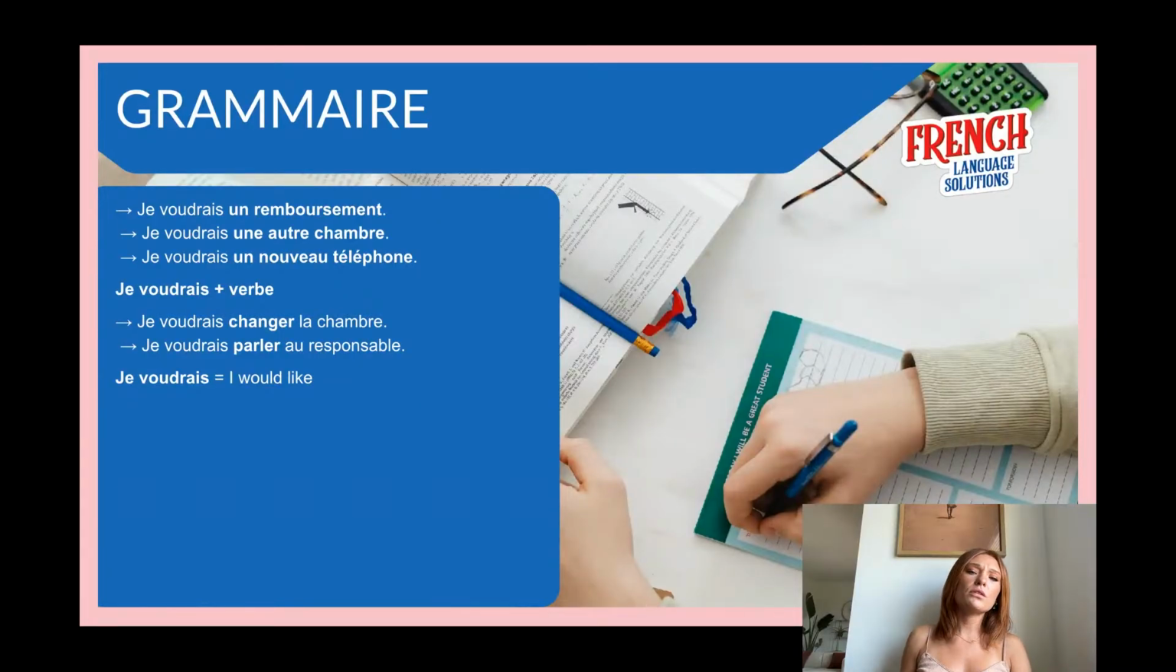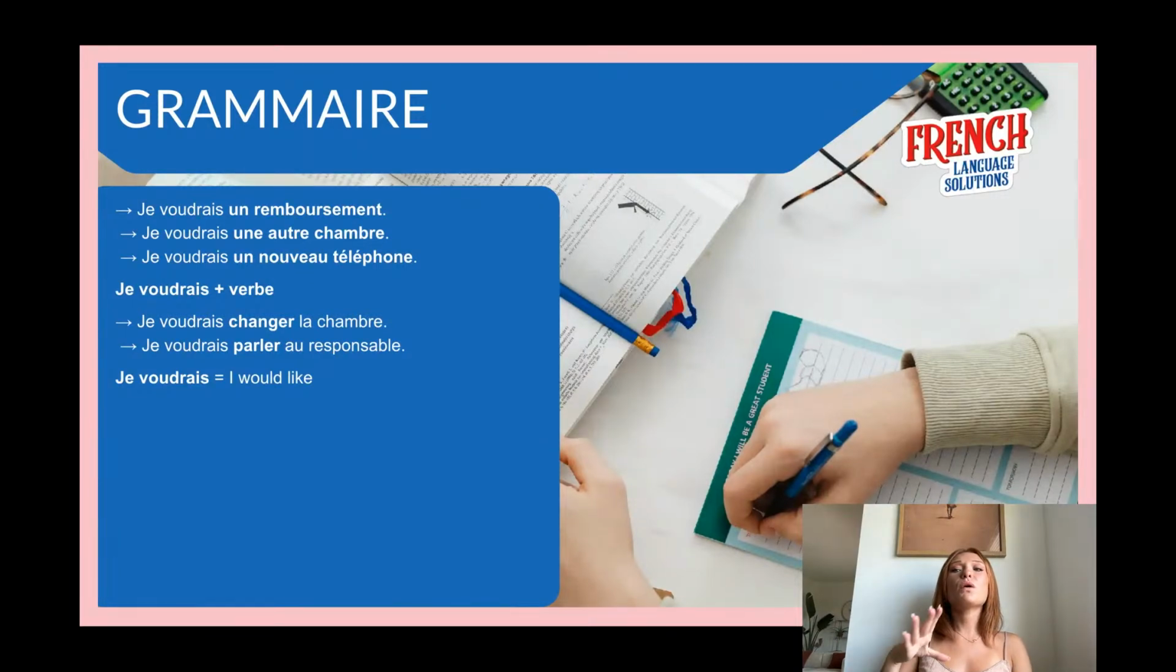I'd like a new phone. Je voudrais un nouveau téléphone. Always, je voudrais, I would like, plus a verb. You can say that too. I would like to change the room. Je voudrais changer la chambre. I'd like to speak to the manager. Je voudrais parler au responsable.